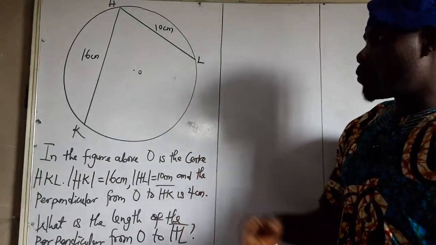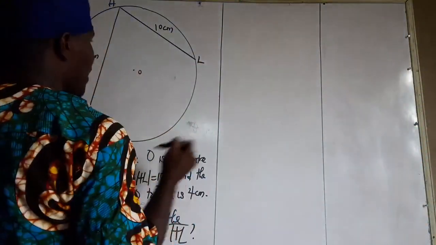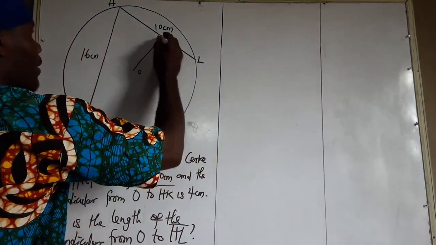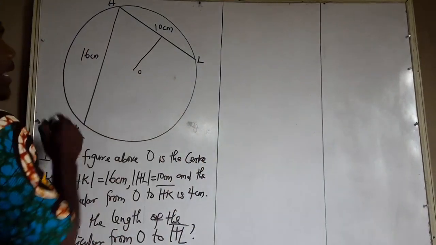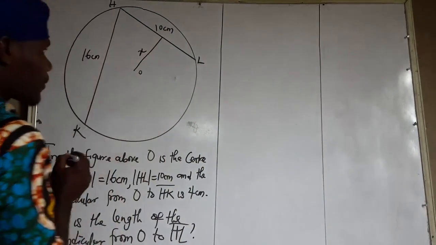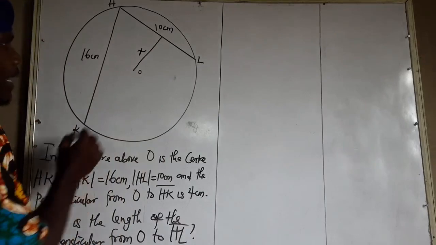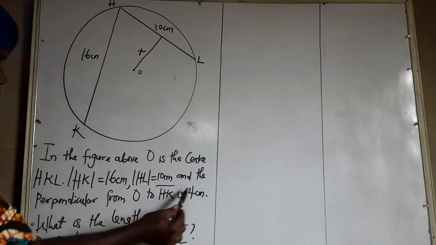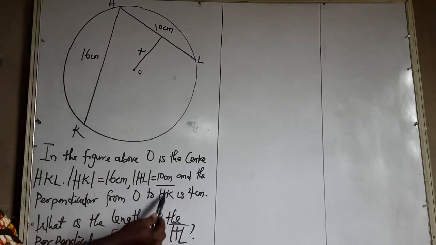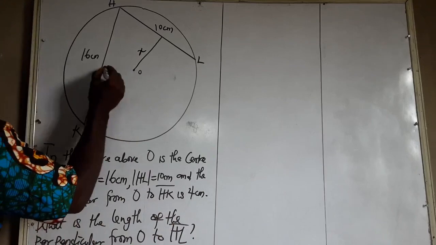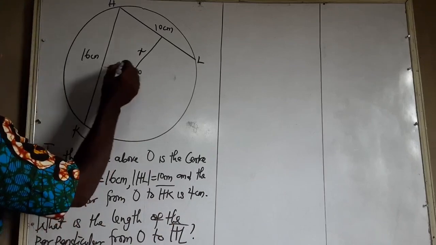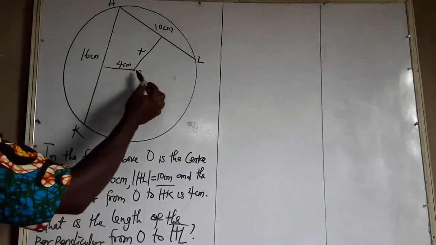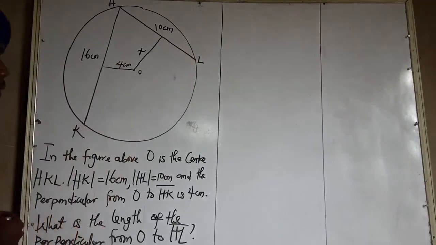So what we want to calculate is the perpendicular line from O to HL. Let's represent the perpendicular line by X. We were already given a perpendicular line in the question: the perpendicular from O to HK, which is 4 centimeters. Now we need to find the value of X. How do we find the value of X?